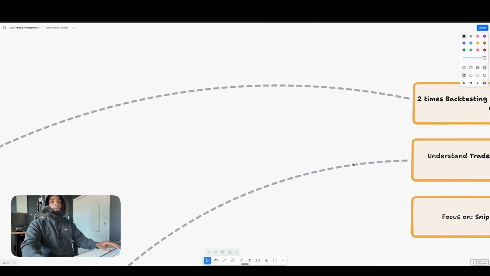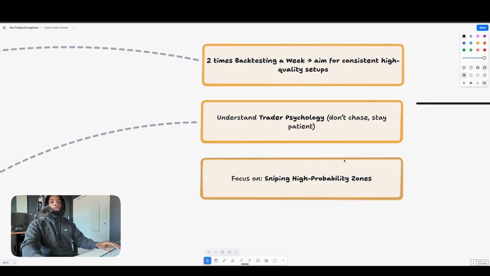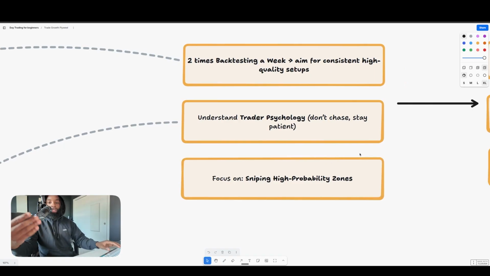But the thing is, you do need a trading plan so you can understand how to be consistent, how to stop chasing other things but just stay patient, and how to be a profitable trader.